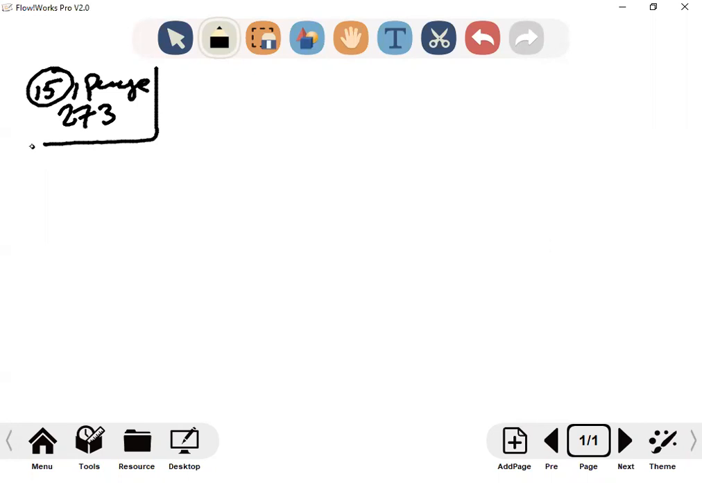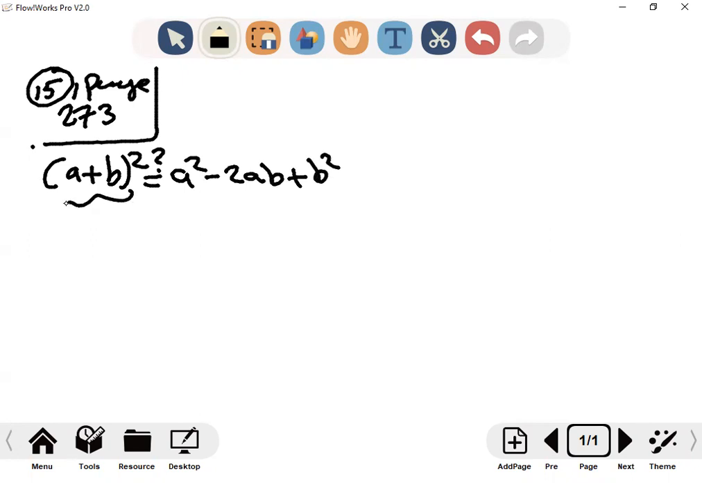In question 15, we have (a plus b) all power 2 equal a power 2 minus 2ab plus b power 2, with a question mark. They want us to determine if they are equal or not. I will start with the left side and simplify it. (a plus b) all power 2 means (a plus b) multiply (a plus b), right? So this is equal (a plus b) multiply (a plus b).